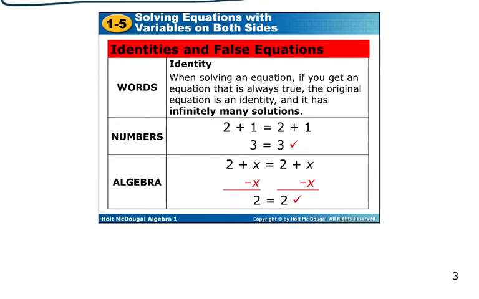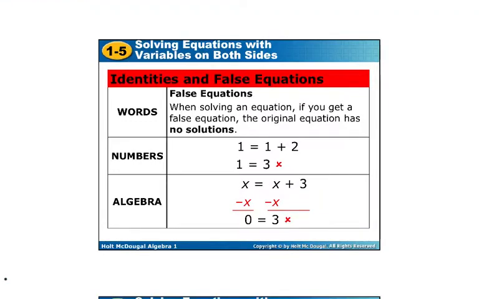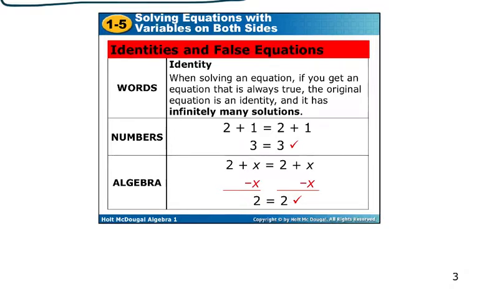All right, so here it is, just written out a little bit easier, a little bit more thorough. In your words, when solving an equation, if you get an equation that is always true, meaning 4 equals 4, or in this case 3 equals 3, or 2 equals 2, that means there are infinitely many solutions. So it's not x equals a number, it's x is infinite. Okay. And then we have our, this one is kind of weird to look at, but it's identities for that one.